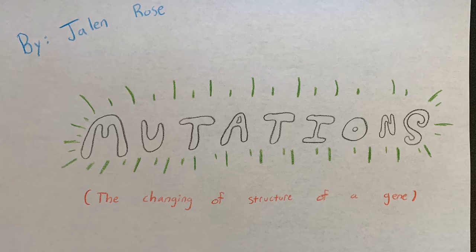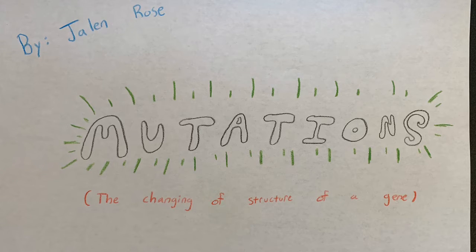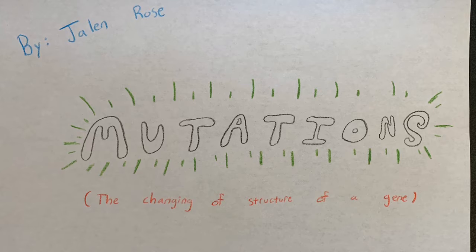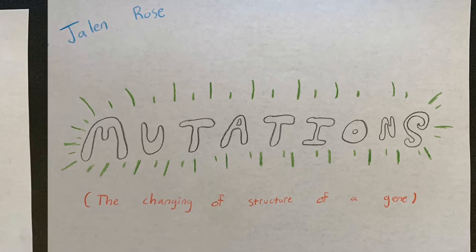Today, we will be talking about mutations and genetics. The definition of a mutation is the changing of structure of a gene. There are three types of mutations. The first is a point mutation.